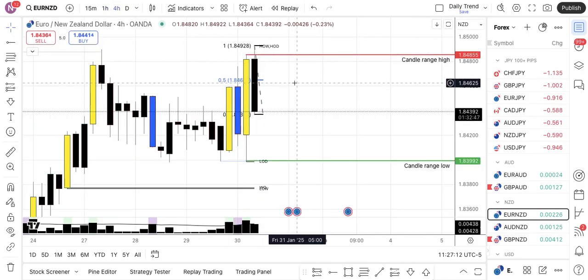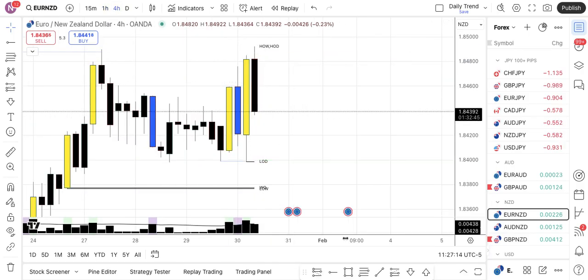If price isn't above that 50, that stop loss would just be too big for me. I wouldn't be interested in that. All right, so next.